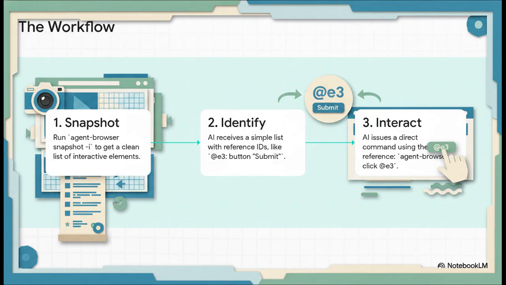It gets back this tidy list. It might see, for example, that the submit button has a reference ID, or a ref, at E3. Then, to click it, the AI doesn't have to go hunting for the button in a sea of code. Nope, it just issues a simple command: click at E3. It's direct, it's clean, and it's totally unambiguous.